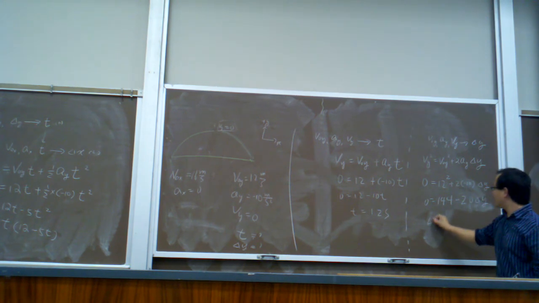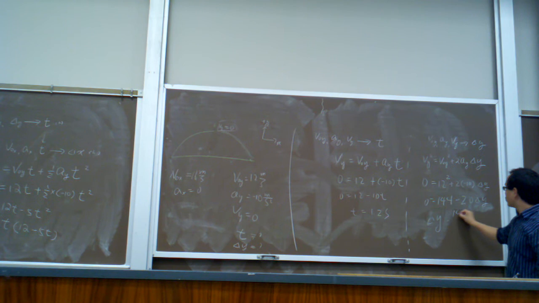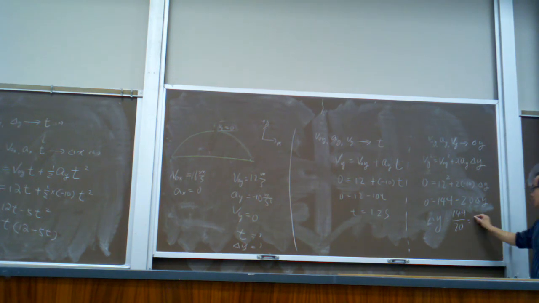So delta y equals 144 divided by 20 equals 7.2 meters. Okay? So that finishes this problem. Any question here?